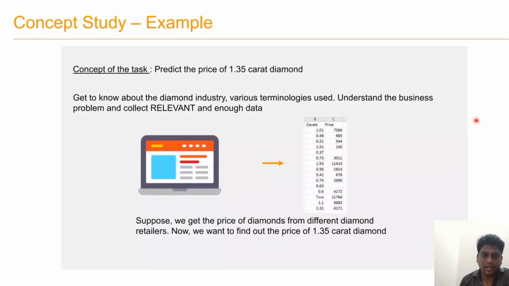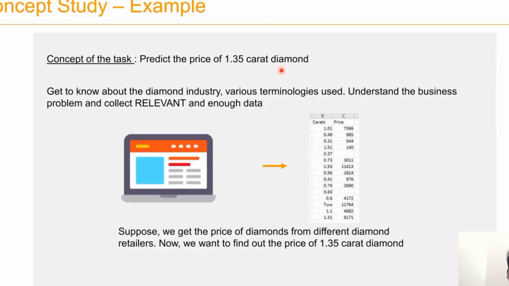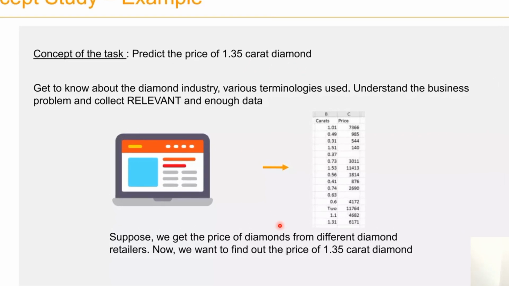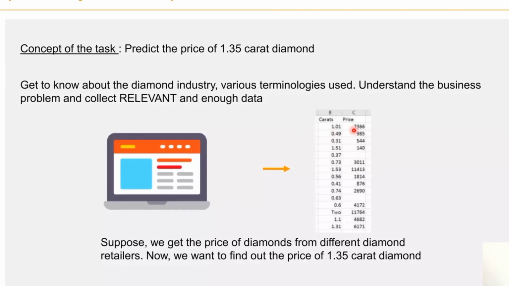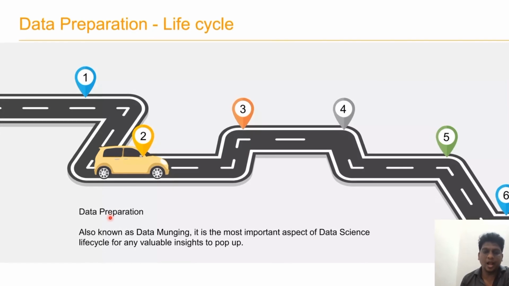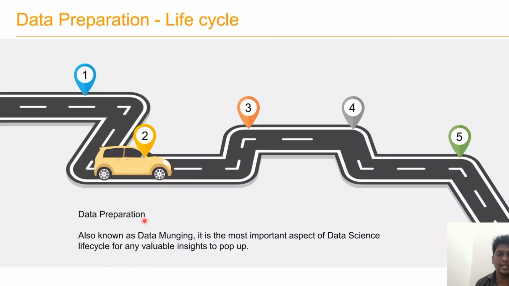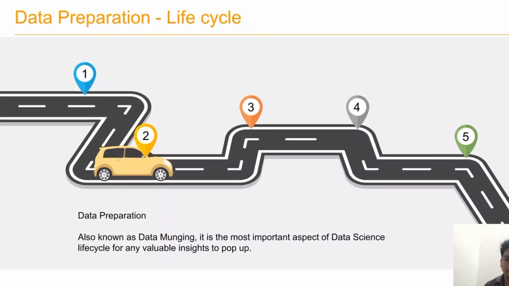Consider a task. Here we are going to predict the price of a 1.35 carat diamond. Now we have the price list of various carats of diamond. We have to determine the price of a 1.35 carat diamond. The second step is data preparation. This is the most important concept for data science.